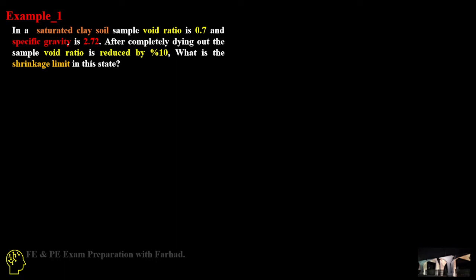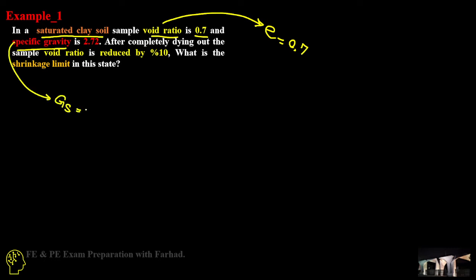So let's solve another problem. In this example number 5, we have a saturated clay soil. So that's a fine grained soil. Void ratio e equals 0.7, and the specific gravity of soil, Gs, is 2.72.